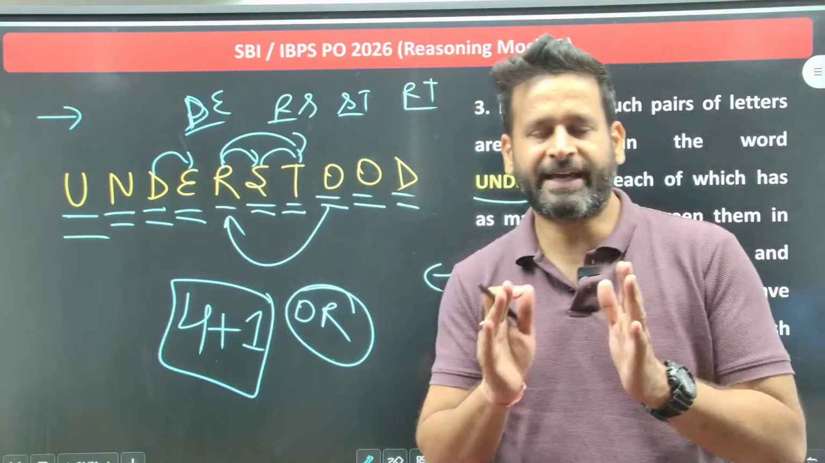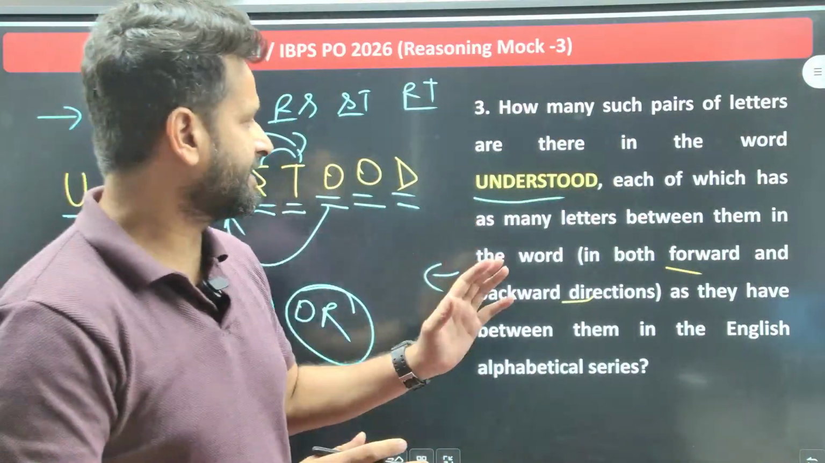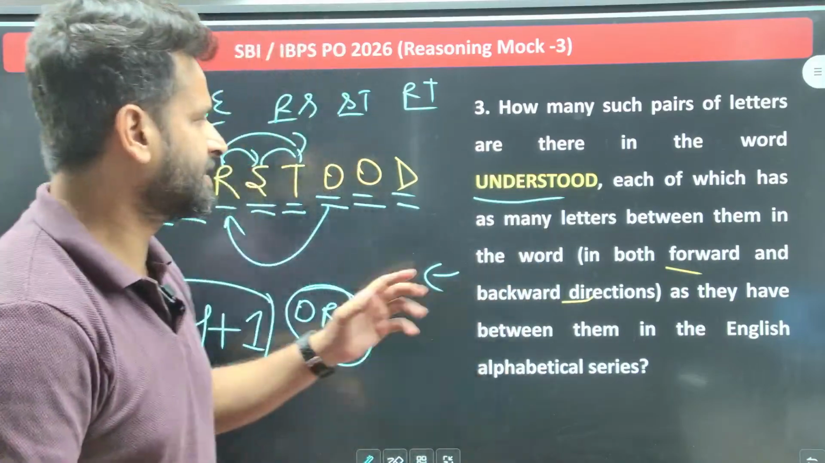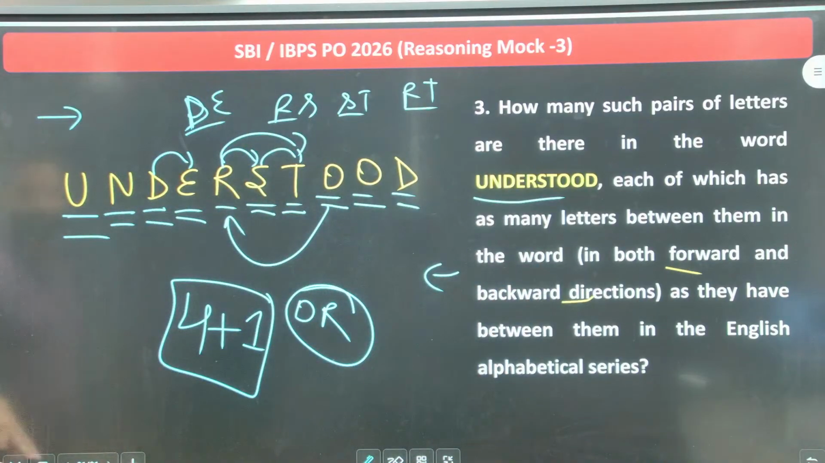Pairs are those having exactly the same number of letters between them as they have in the English alphabetical series. So the answer will be 5. There are a total of 5 pairs.